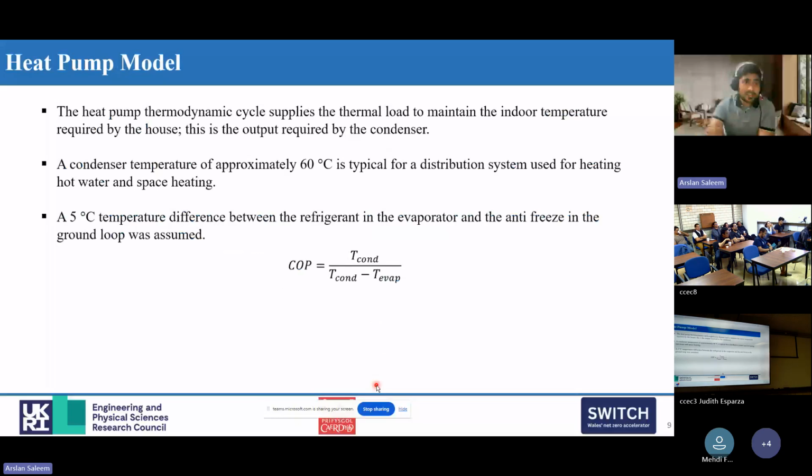This is the heat pump model. So in the heating mode, a condenser output temperature of 60 degrees Celsius was assumed for the hot water supply and space heating, and a 5 degree Celsius pinch point temperature difference was assumed for the refrigerant in the evaporator and the antifreeze in the ground loop.